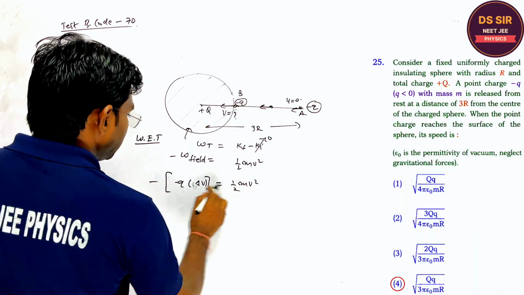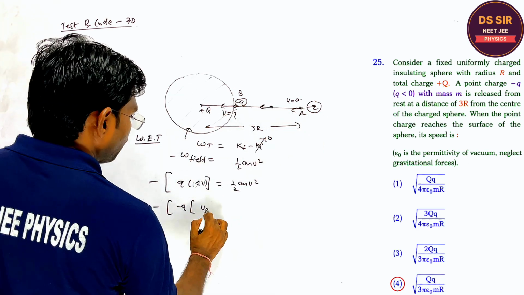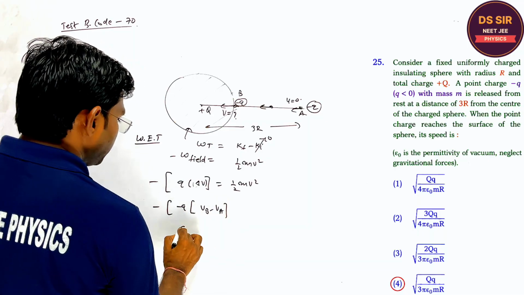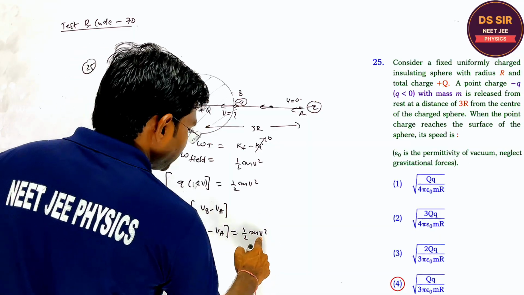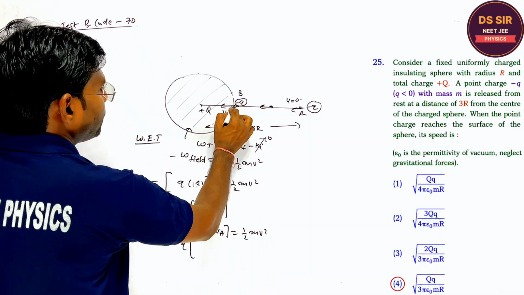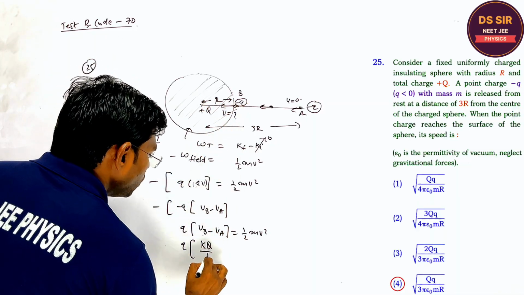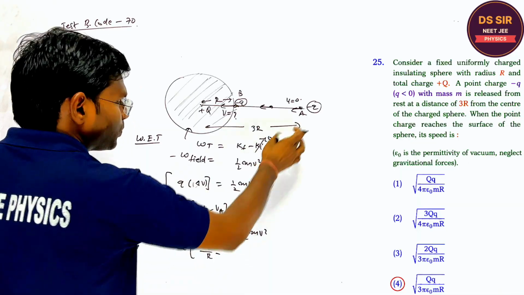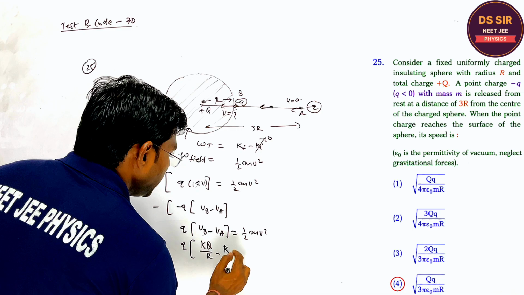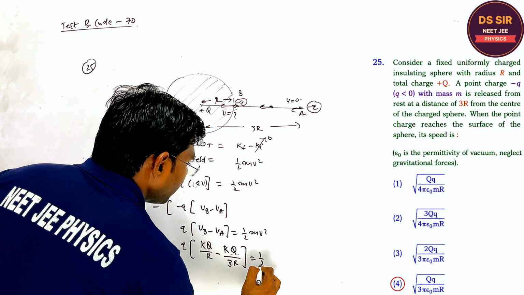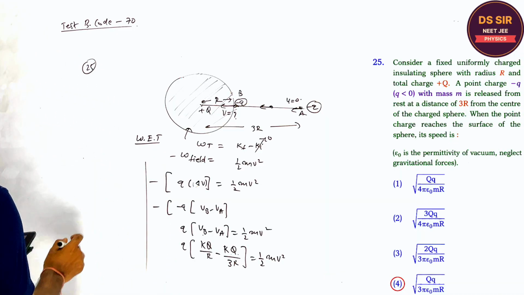Listen, one thing: what is the charge? Say minus q. The delta V is what? Potential Vb minus potential Va. Minus minus becomes plus, so it is Vb minus Va, and it becomes equal to half m v square. They are asking the speed, so you have to write the potential at B. Because of this capital Q, at distance r on the surface, the potential is kQ upon r. At this point, at distance 3r, it is kQ upon 3r, equal to half m v square. Is it clear or not? If you simplify this, you will definitely get the correct answer.